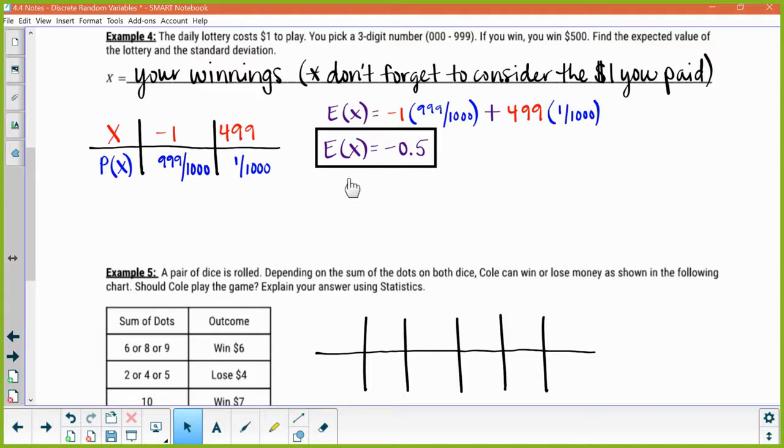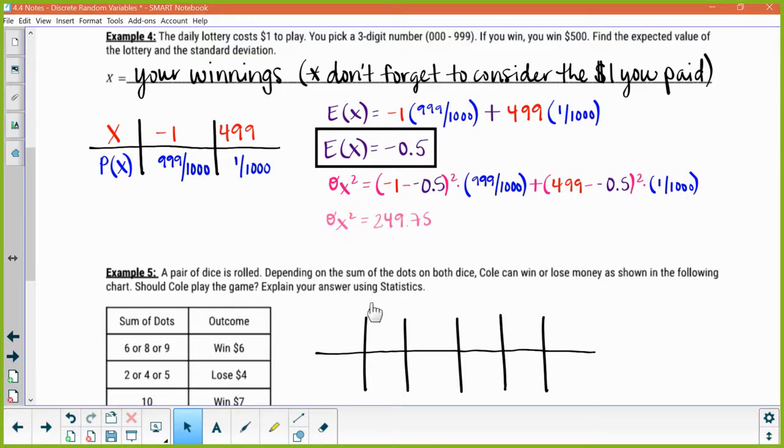So for my standard deviation, I'm going to first calculate my variance, my distance from my values to my mean. So I have my outcome -1 minus my mean -0.5 squared times that probability of getting -1, plus my second outcome, 499, minus my mean, -0.5 squared, times that probability, 1 over 1,000. If I plug that all into my calculator, I get 249.75.